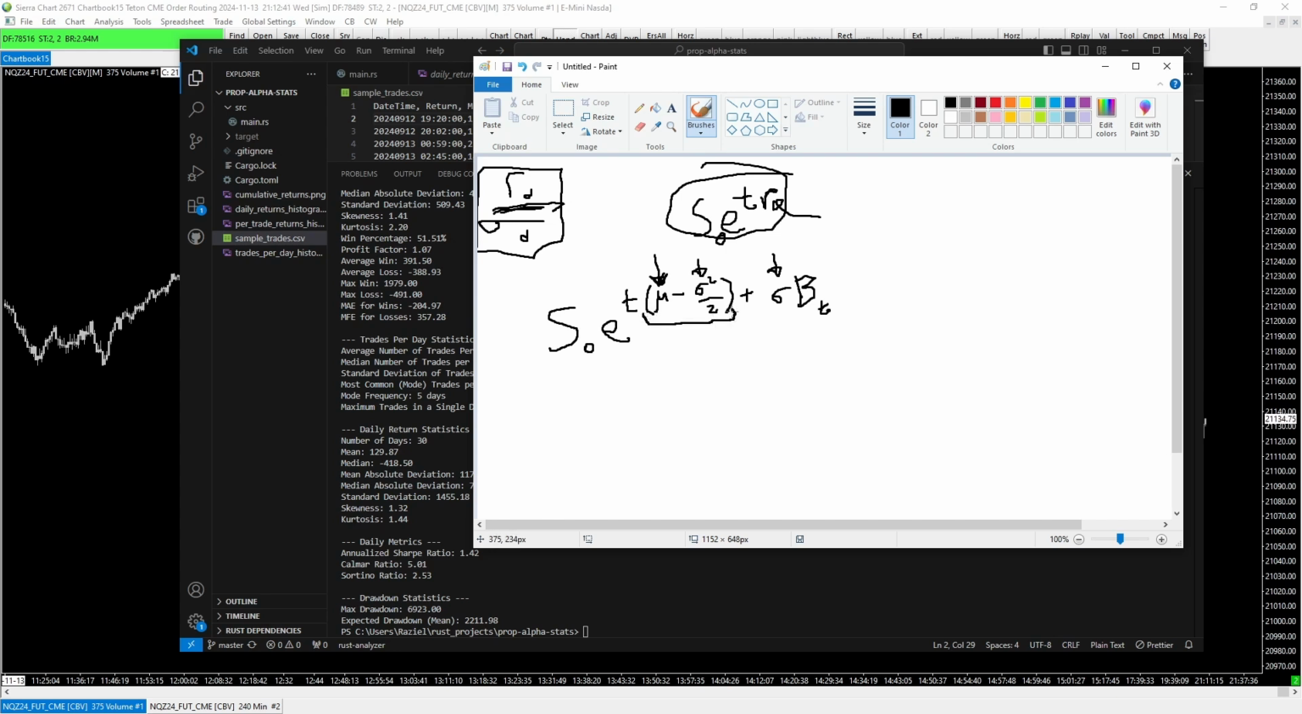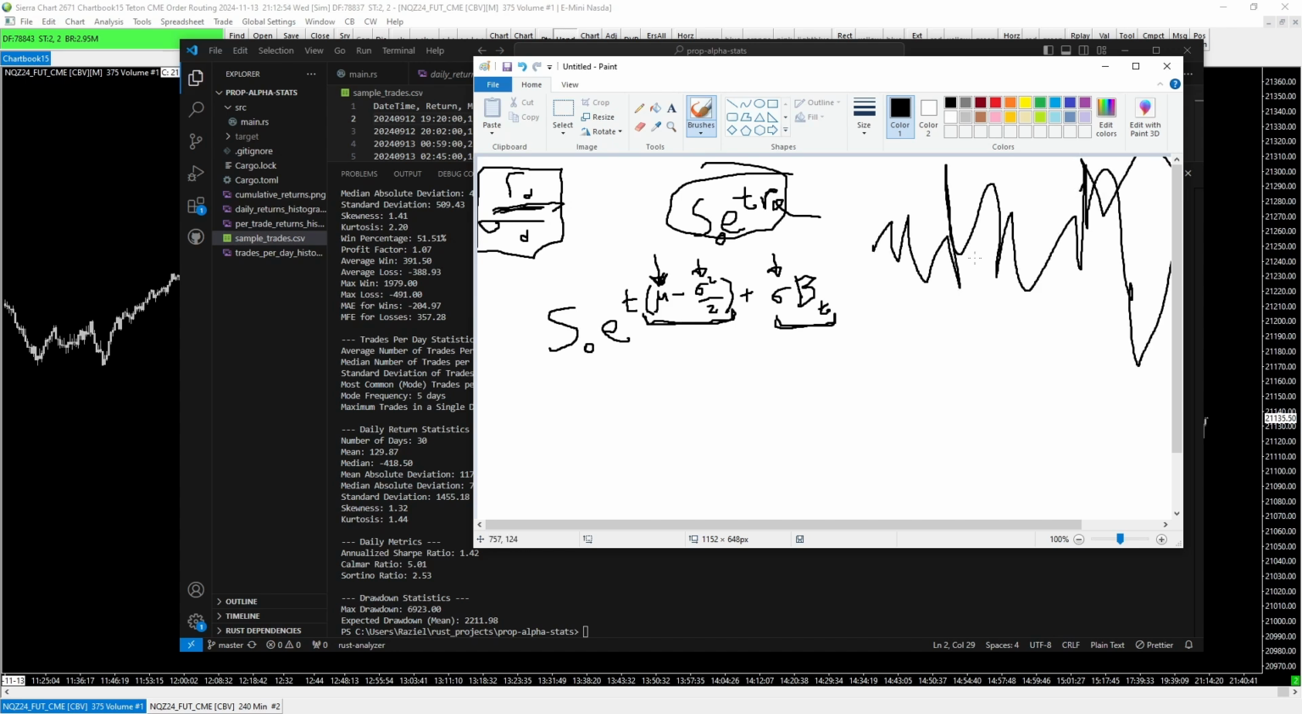This is the deterministic part of how your capital is going to grow, and this is the random part of how your capital is going to grow. And this B of t is a Brownian motion, so you just think of it as mean zero, nice randomness.